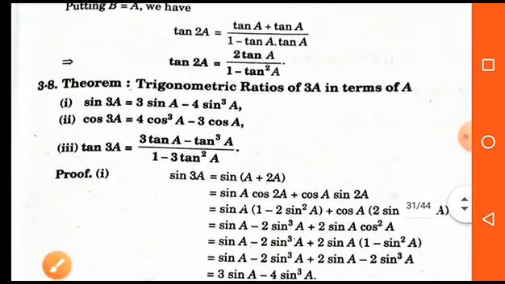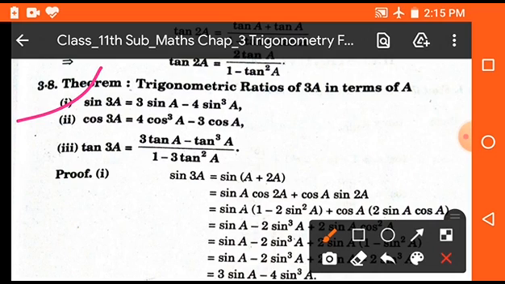Student, we will discuss here now 3A formulas. So sin 3A is equal to 3 sin A minus 4 sin cube A. In the same way, cos 3A is equal to 4 cos cube A minus 3 cos A, and tan 3A is equal to 3 tan A minus tan cube A upon 1 minus 3 tan square A. Here proving is not as important, because if you learn the formula, then you can easily use it directly. There is no proving required.